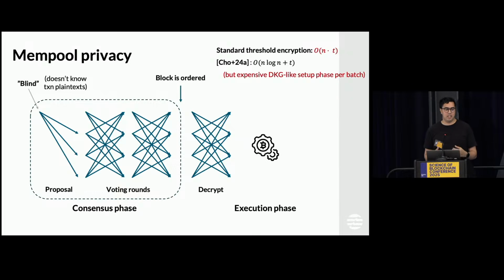Usually DKGs are run at the beginning of an epoch, when the stake changes, because they're so expensive. But this DKG, unlike other DKGs, has to be run every single block, essentially. Because of this, as far as I understand, this previous work is completely impractical. In contrast, in our work we get the same online fast decryption complexity, but there are no asterisks. We don't have any expensive offline setup phase per batch.